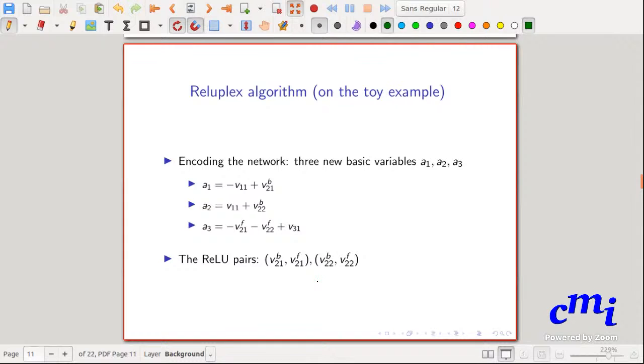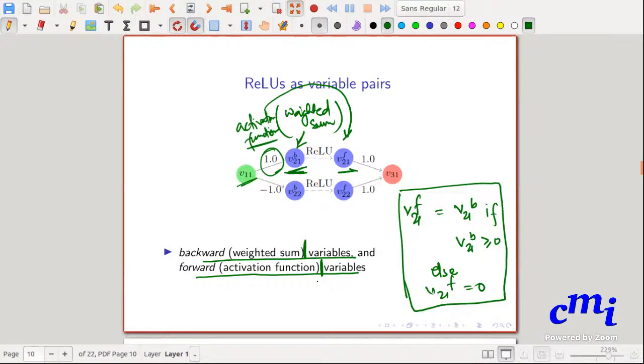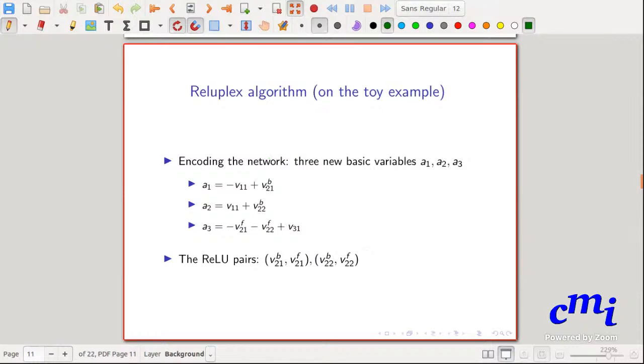Okay, so now let's try to encode the network. Of course, for simplex also the constraints have to be presented to the simplex solver in a certain way. Similarly, for Reluplex also the constraints have to be presented in a certain way. So let's try to encode the network that we have. So we have VB21 is V11 into 1. Instead of saying that VB21 is same as V11, we will say that VB21 minus V11 is A1, and then we will force A1 to be 0.